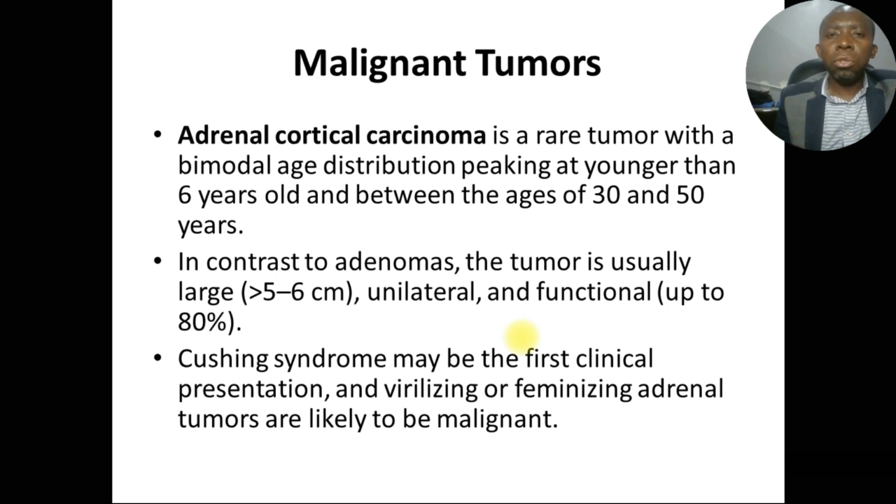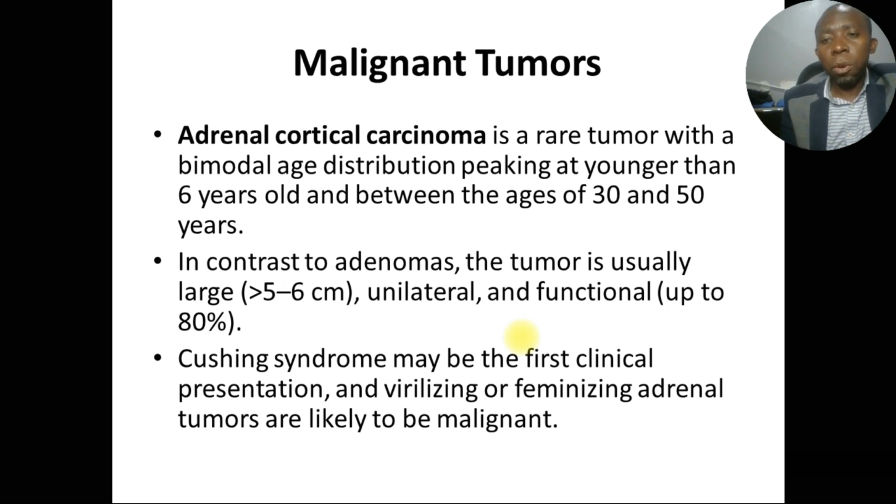So away from the benign tumors, let's now look at the malignant tumors of the adrenal gland. And the one we shall look at first is what we call adrenocortical carcinoma. This is a rare tumor with a bimodal age distribution, peaking at younger than 6 years old and between the ages of 30 and 50 years. In contrast to adenomas, the tumor is usually large. We looked at the adenomas and they measured up to 3 centimeters. This one is a little larger, and will measure greater than 5 to 6 centimeters.